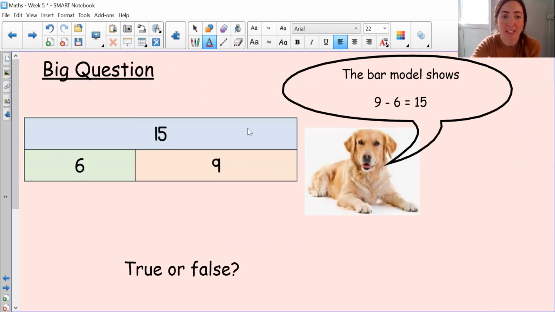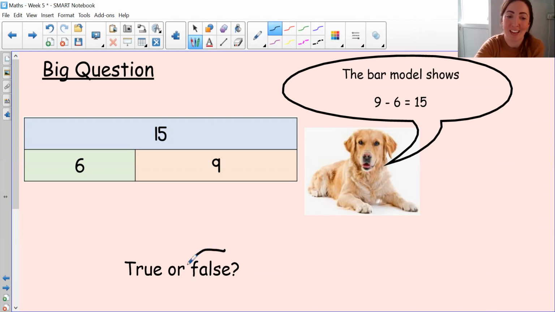So have a look at this bar model. Stevie says the bar model shows 9 subtract 6 equals 15. Is that true or false? Pause to have a think. Okay, it is false. Sorry, Stevie. Now can you pause again to have a little discussion about why it is false?